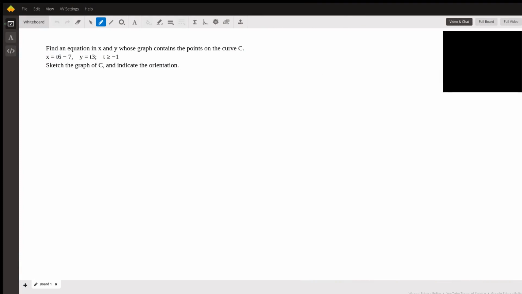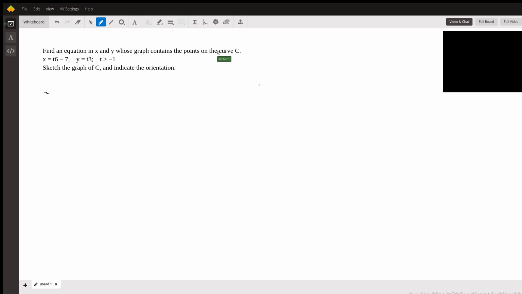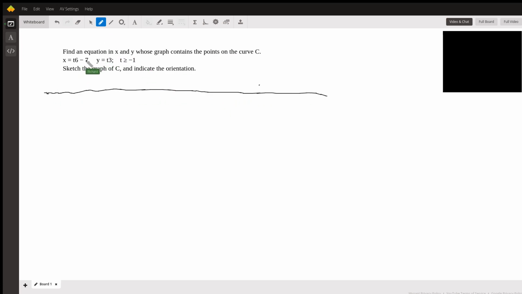My guess is that this student is taking pre-calculus. This is a parametric equation, and parametric equations are typically covered in pre-calculus. So let me just draw a line under it. And we have a system of equations here, is the best way to think of it.